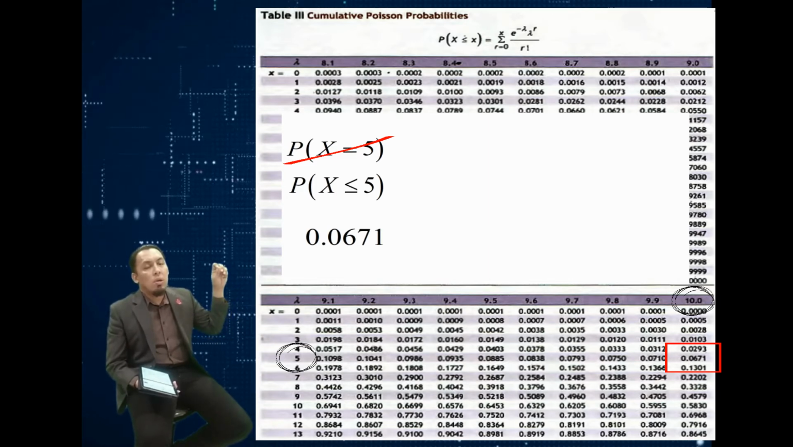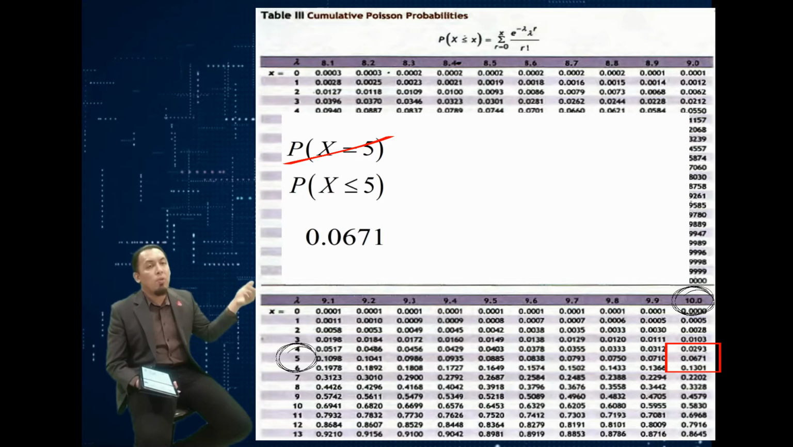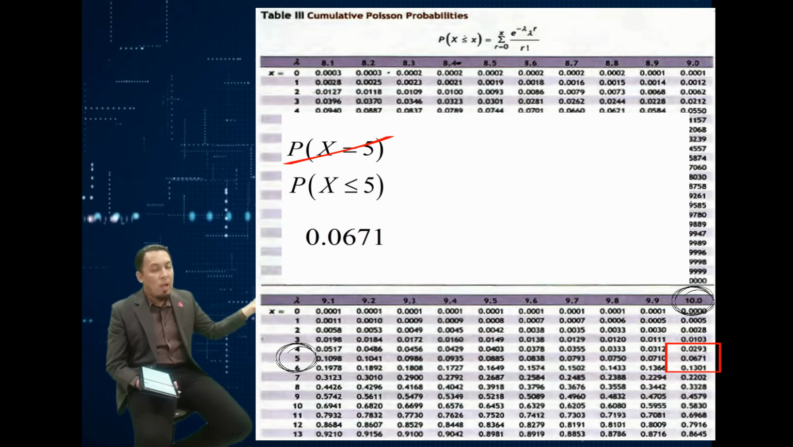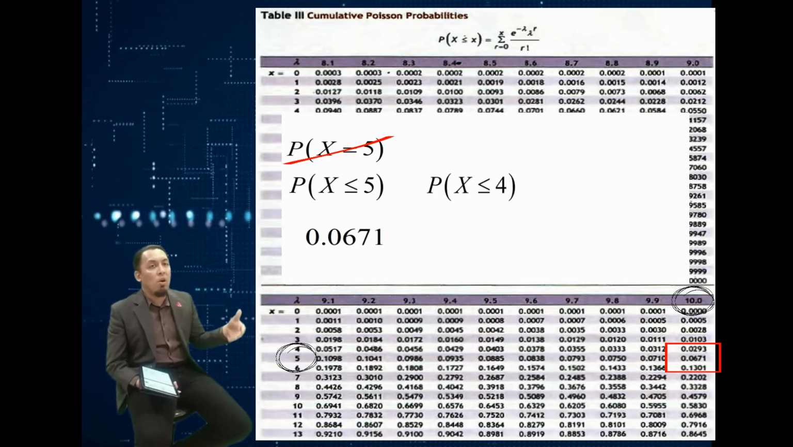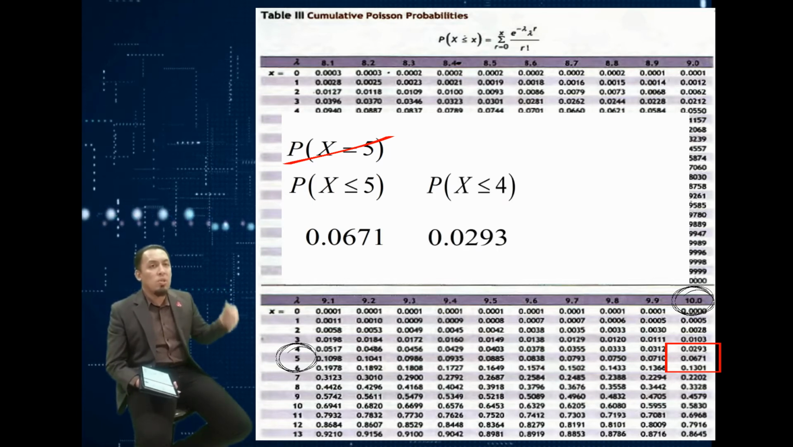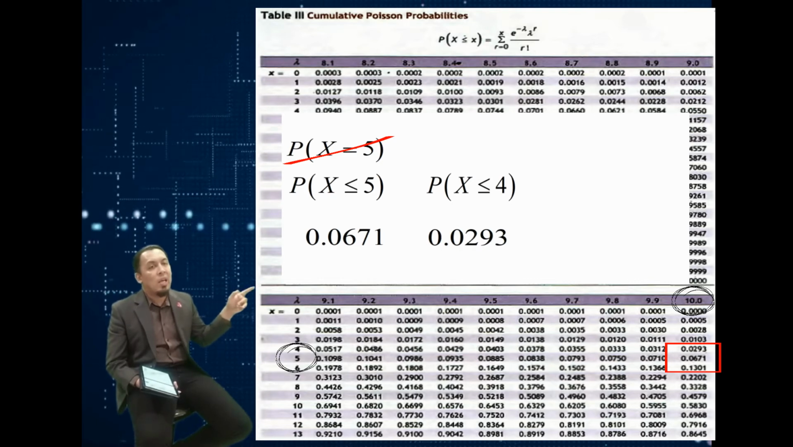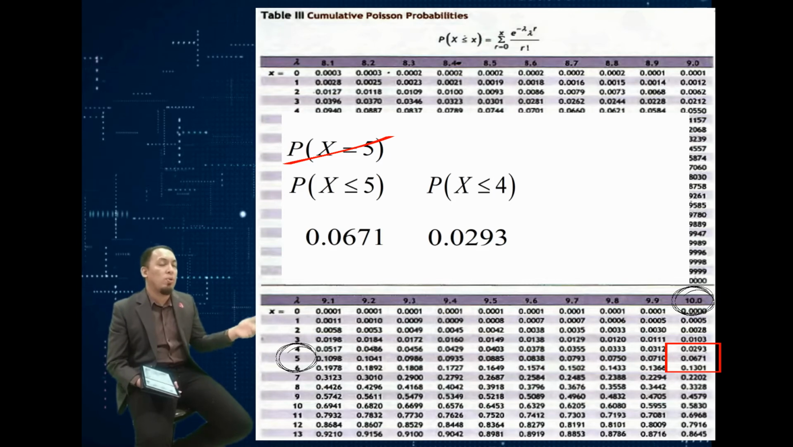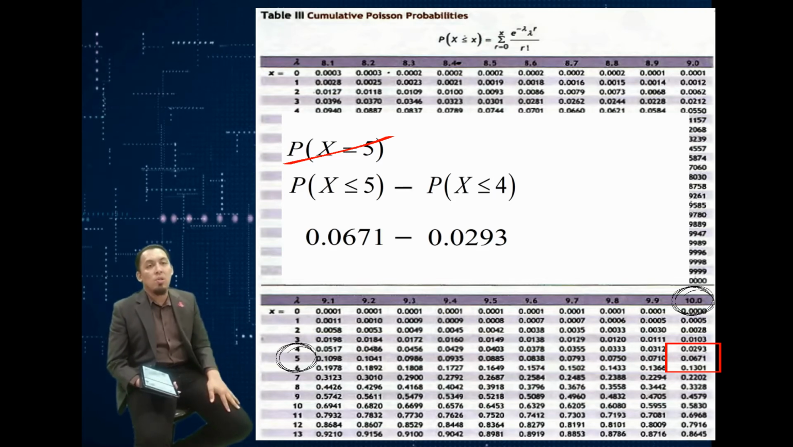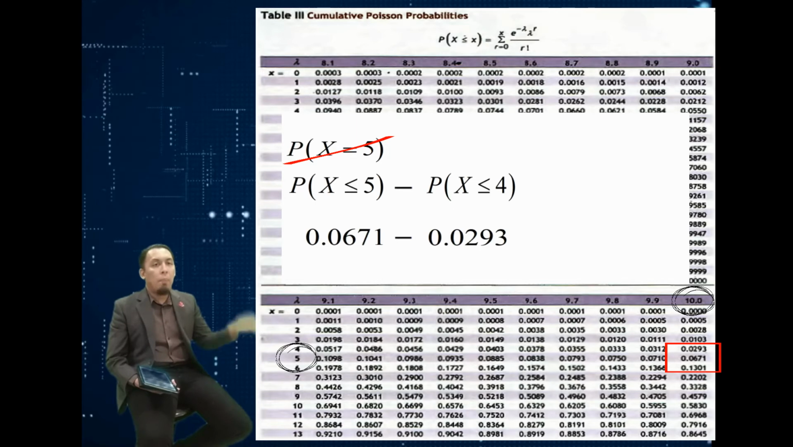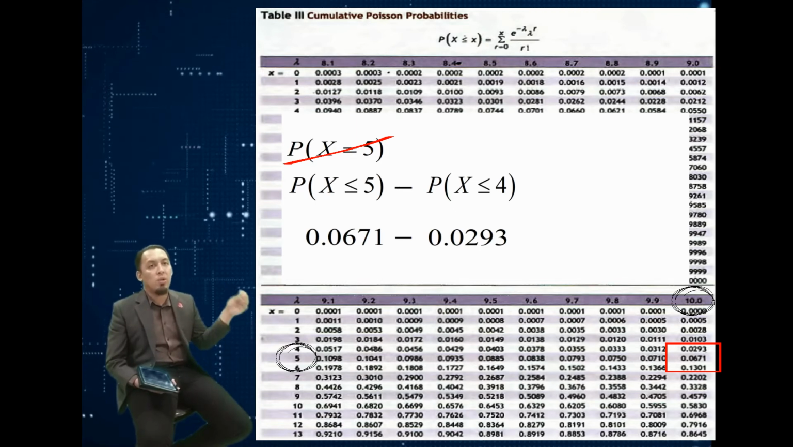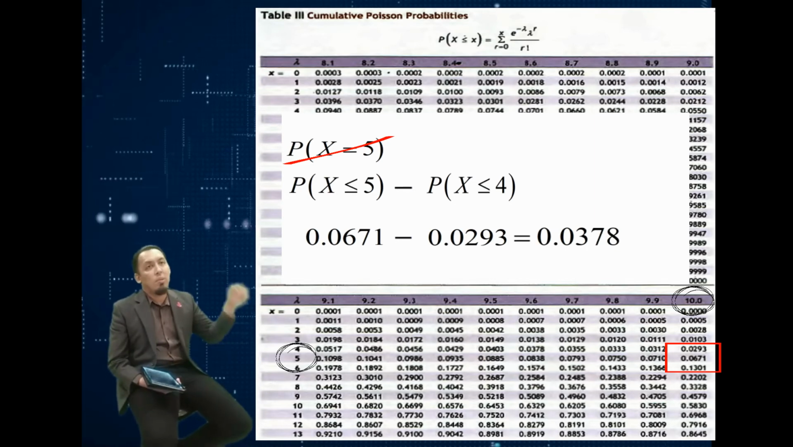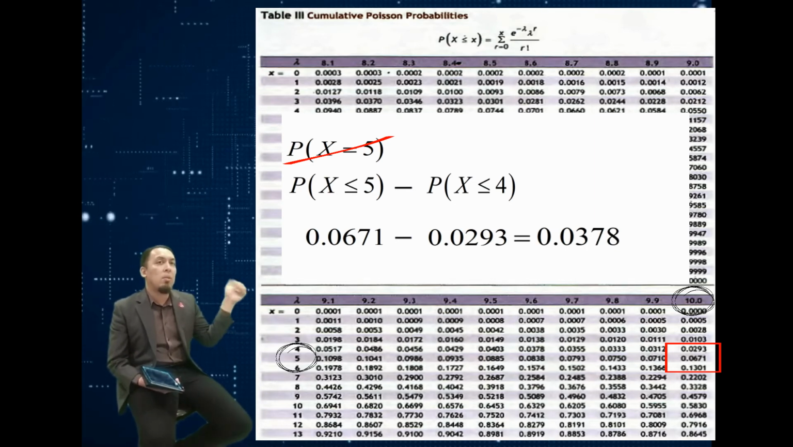So how to get the probability of 0 until 4? When you look in the table, at 4 we have the probability of 0 until 4. So 0.0293 there is the probability accumulated from 0 until 4. We want to subtract that. So 0.0671 minus 0.0293 will give us 0.0378, which is the same answer as the one we calculated manually.